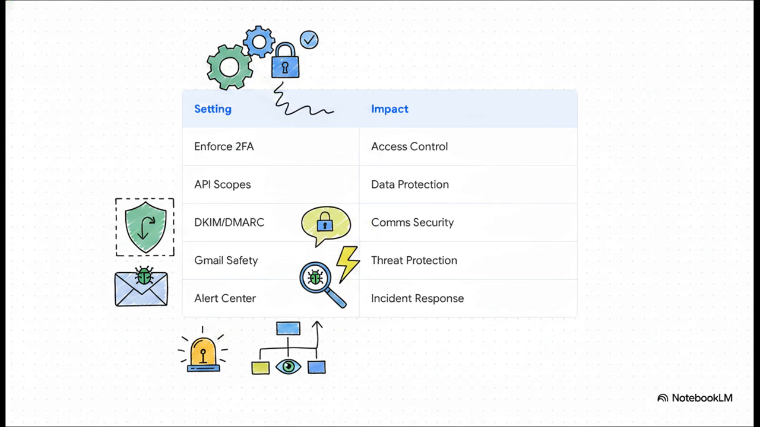Enforced 2FA checks the box for access control and identity verification. Restricted API scopes satisfy data protection and vendor risk. Those email authentication protocols cover communication security. Gmail safety hits malware and threat protection, and actively monitoring your alert center proves you have solid incident response and auditing capabilities in place. This right here is exactly how you speak an auditor's language.